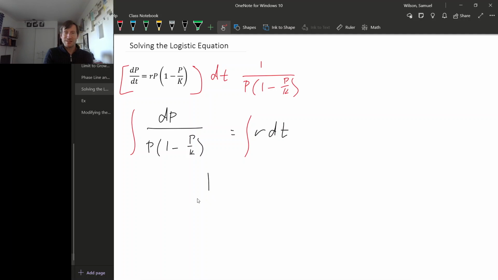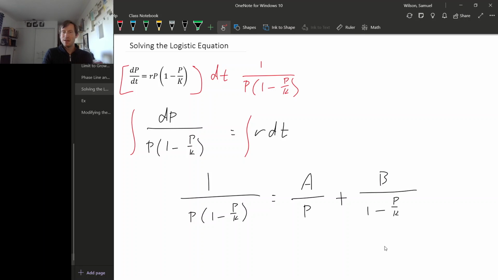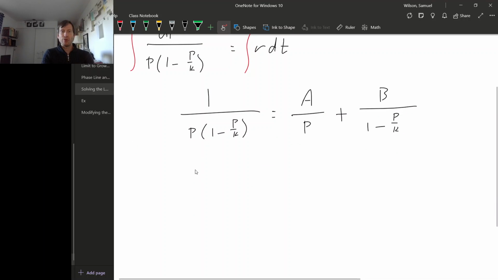So let's see, what's that going to look like? It's 1 over p times 1 minus p over k. So fortunately the denominator is already factored, so we're going to get something like a over p plus b over 1 minus p over k. And then we just have to figure out a and b. There are some nice p values we can use. When we plug in, I guess first we need to clear the denominators.